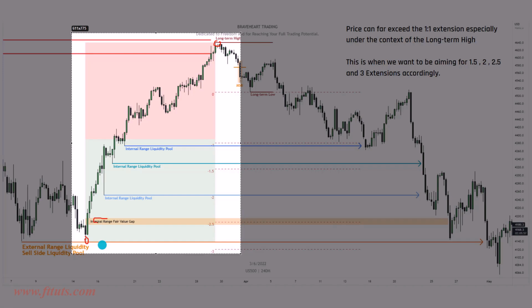We then have an internal range liquidity exit in terms of a fair value gap with a 2.5 deviation swing projection. And we also have these clean lows, which is external range liquidity. We can blend that with a 3 standard deviation swing projection. Alright, so we're blending these swing projections with price levels, and we want to see it at least hit 1, but under the context of this being a long-term high and the market wanting to trade lower, then we can aim at these accordingly.